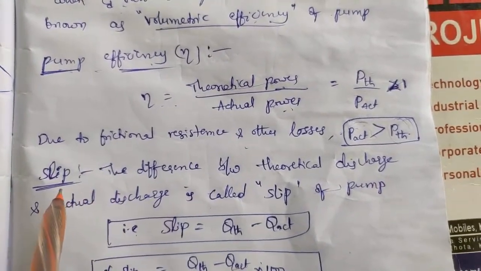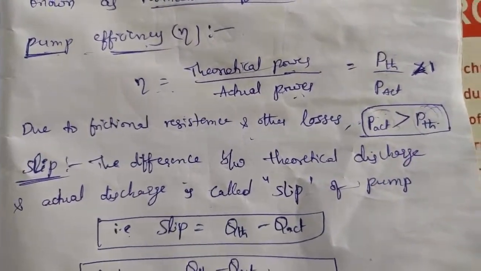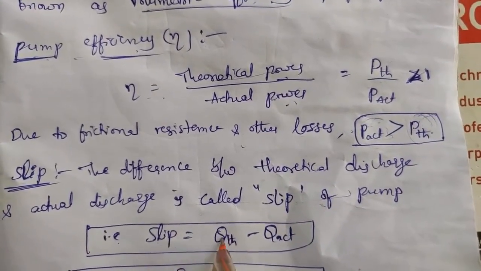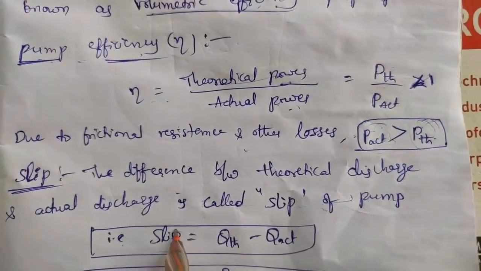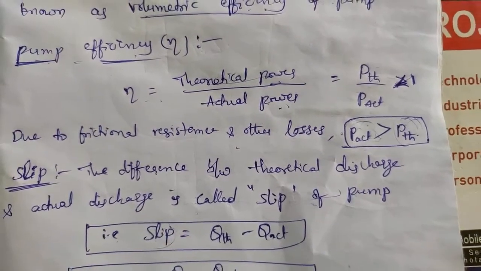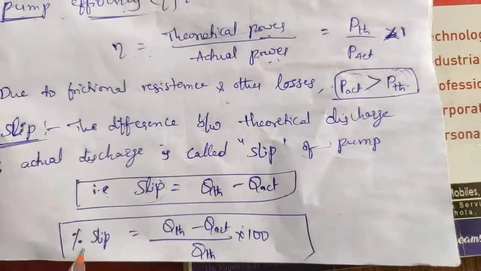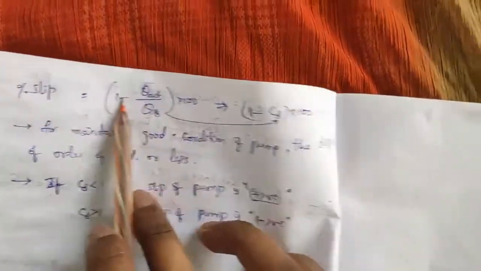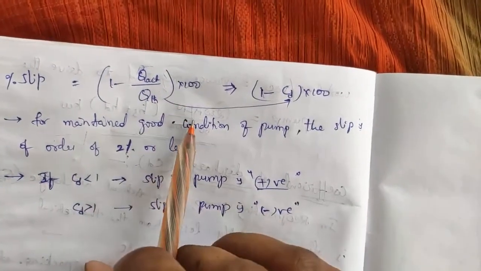Next parameter, slip. The difference between theoretical discharge and actual discharge is called slip of the pump. So slip equals Q theoretical minus Q actual. This slip is always represented in percentage. So percentage of slip equals (Q theoretical minus Q actual) by Q theoretical into 100, which is (1 minus Q actual by Q theoretical) into 100.